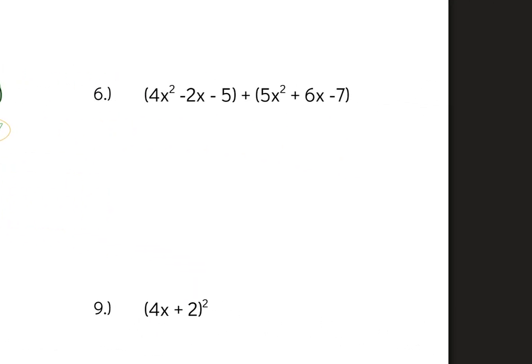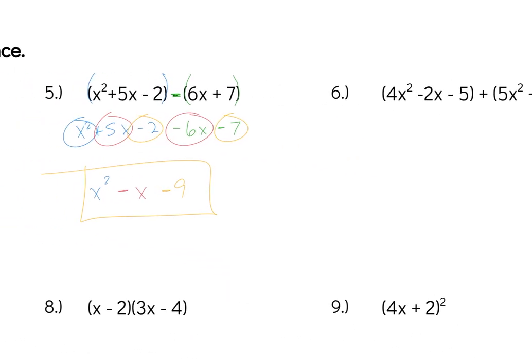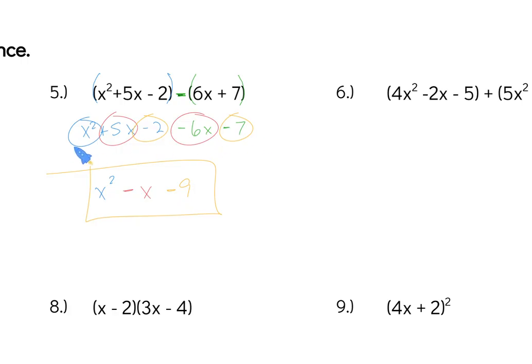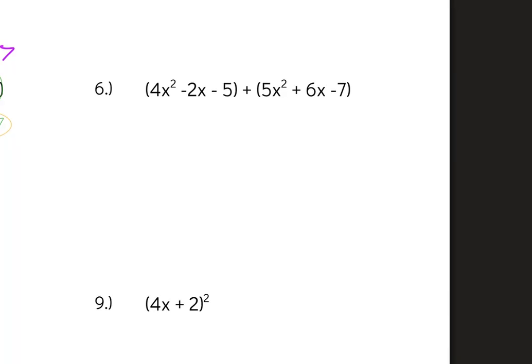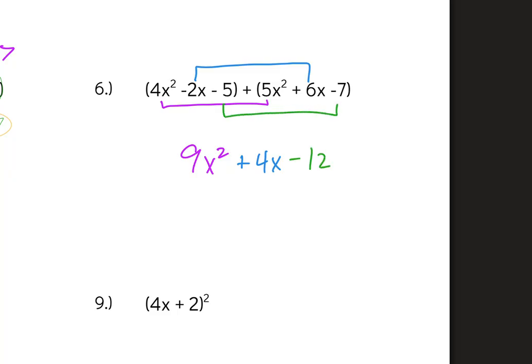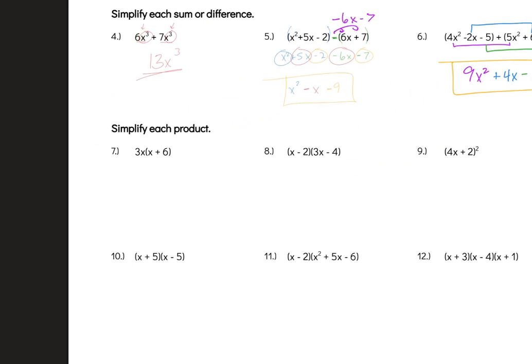Number 6, just a longer version. In fact, one of the reasons why I did this one the way I did is just because it can be helpful to go ahead and distribute that negative, so to speak. And that's why I did it. But over here, if I'm just adding, I'm probably just going to look and say, like term, 9x squared. Like term, 4x. Like term, -12. Because adding is pretty straightforward. There's no sign changes.